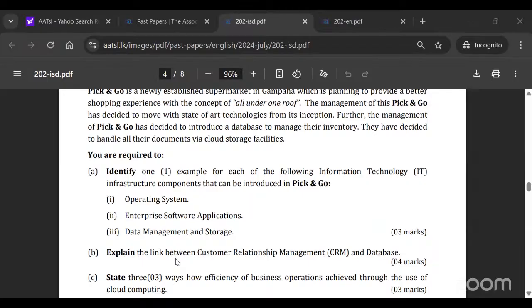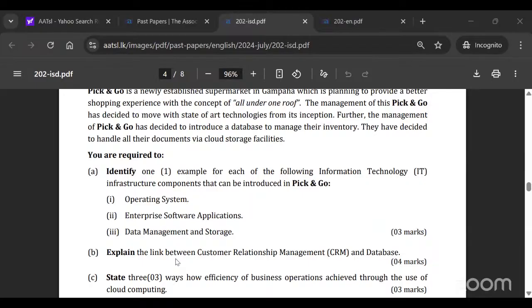Operating system. You can use many operating systems for this purpose: Windows server, Linux server, Unix server. These are operating systems. An example of an operating system that can be introduced in Pick and Go is Windows Server. This operating system is robust, scalable, and can handle the needs of a supermarket's inventory system, supporting a multi-user environment and enterprise applications.